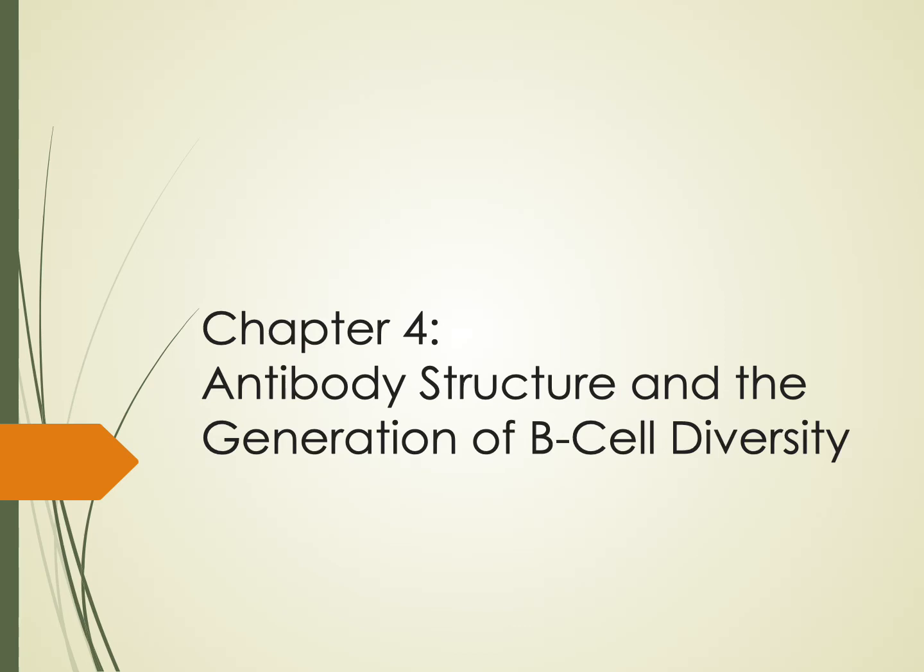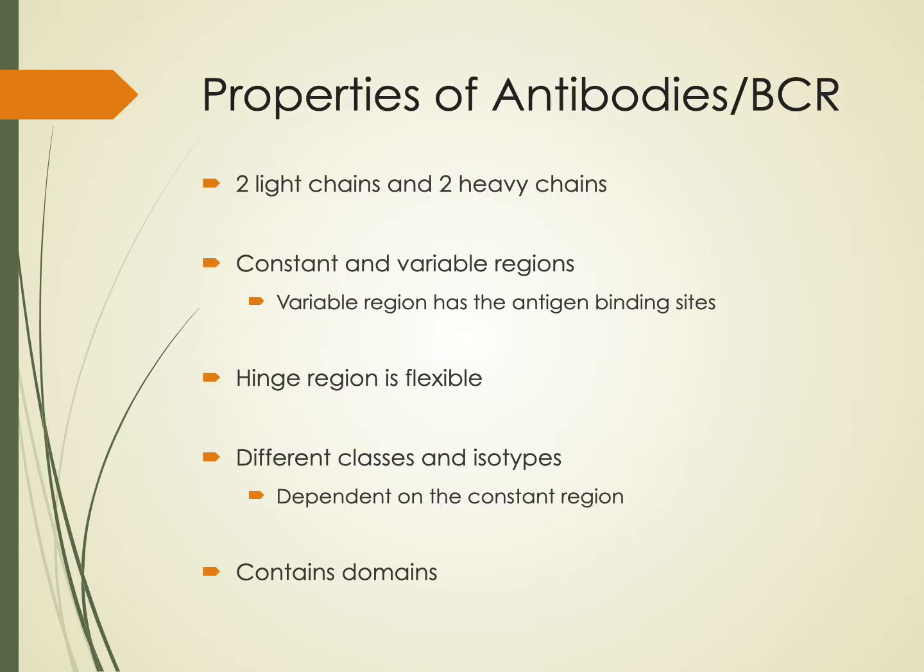So for this audio lecture, we'll be looking at chapter 4, which covers antibody structure and B cell diversity. So looking at the B cell receptor. Some of the basic properties of antibodies or B cell receptors are that they have 2 light chains and 2 heavy chains. They're also going to have a constant and a variable region, and we'll look at that in some slides.